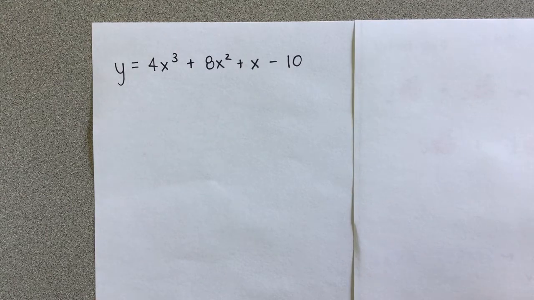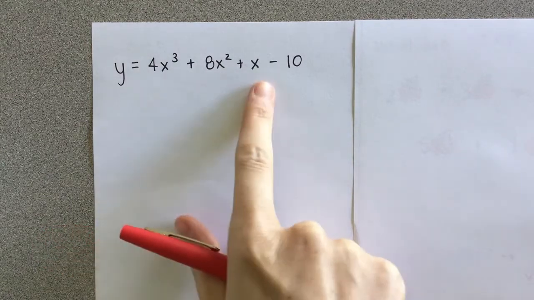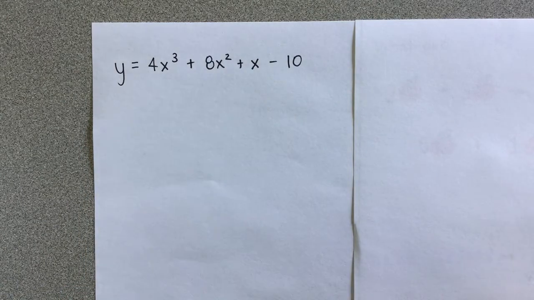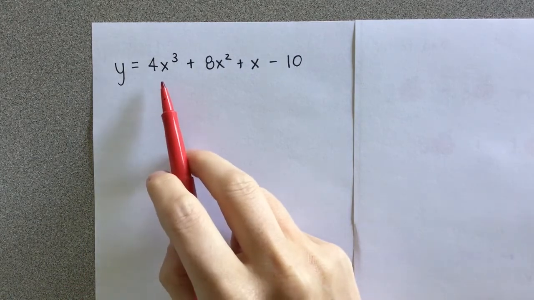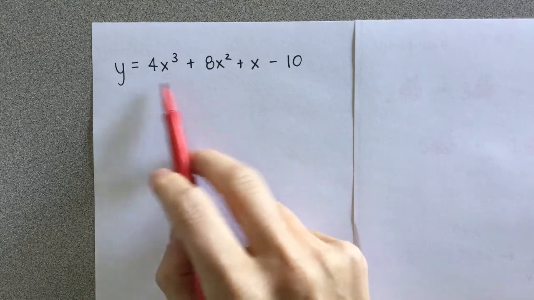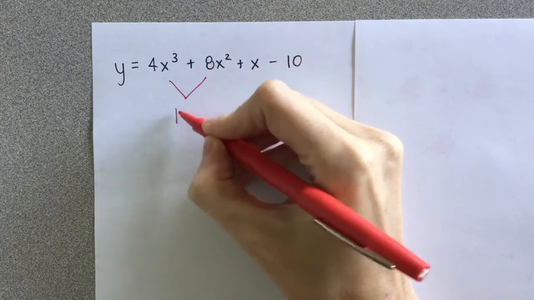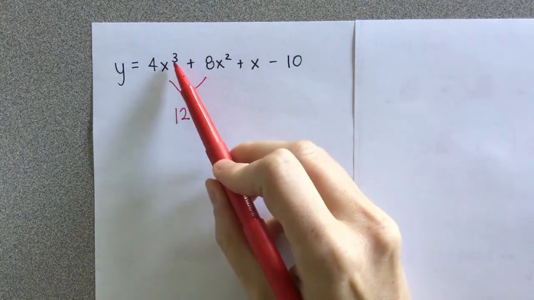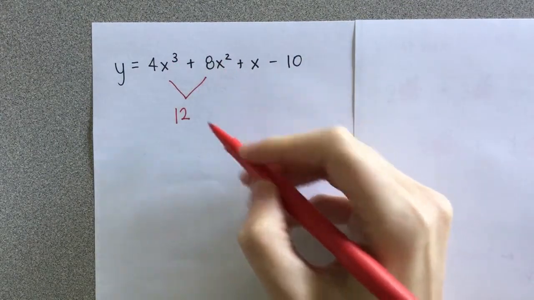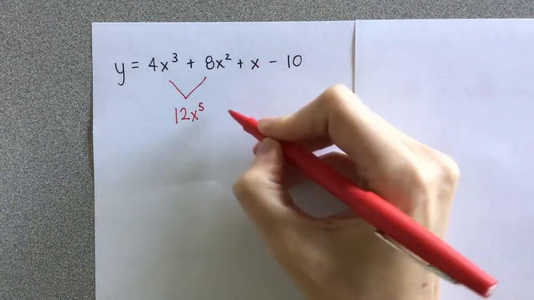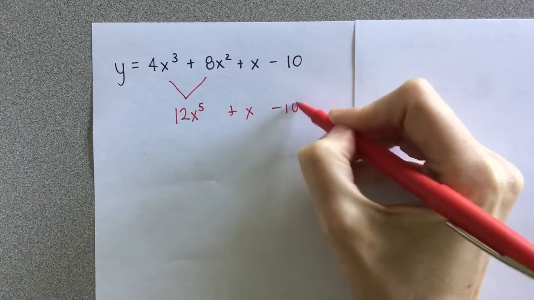So someone may look at this equation and think, well, can I combine this anymore? Can I simplify this equation? And so maybe they look at it and they think, well, 4x cubed and 8x squared, why don't I just add those together and get, well, 4 plus 8 is 12. And then 3 plus 2 is 5, so that's maybe 12x to the 5th power now. And then we've still got plus x and minus 10.